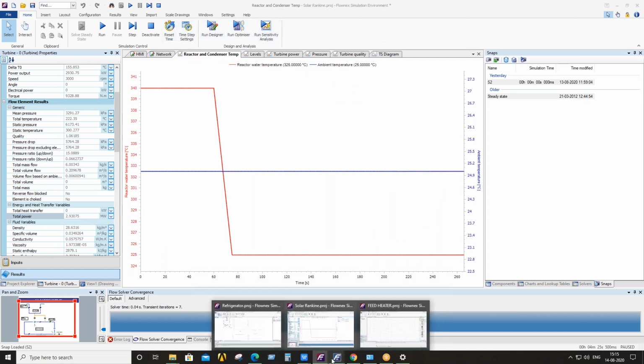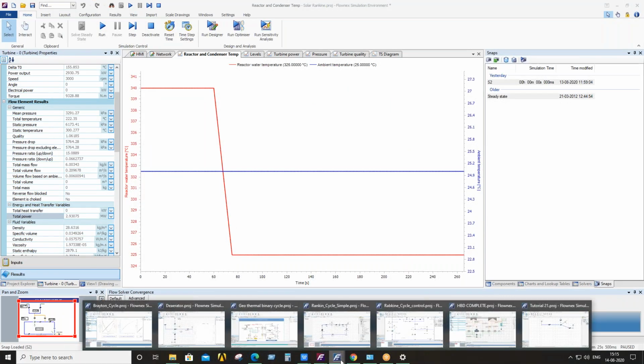So we can also model a complete water Rankine HPD complete turbine Brayton cycle.